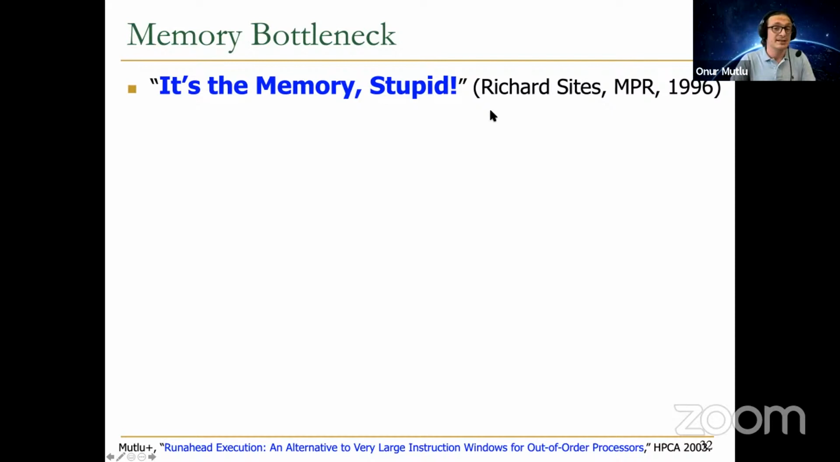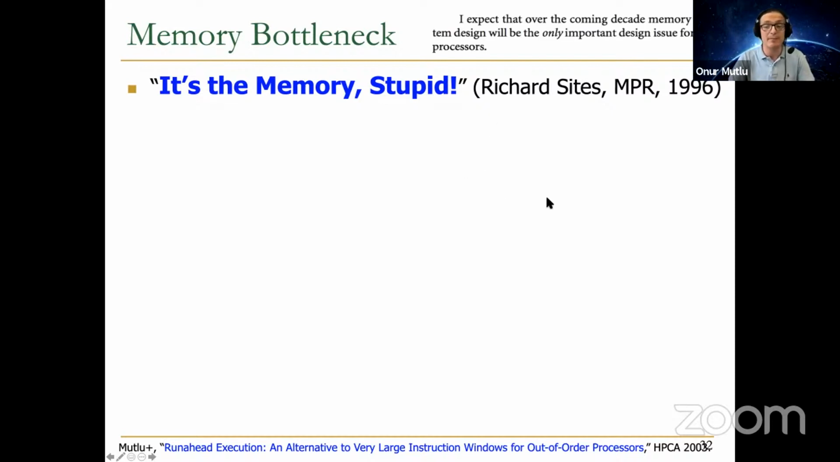And he basically says, why? Because it's waiting for data to come back from memory. And he finishes the article saying, I expect that over the coming decade, memory subsystem design will be the only important design issue for microprocessors. And I think he was right, but we need to do more still. Still, we haven't done enough, I think, because I'm going to give you some more results that are of this nature.